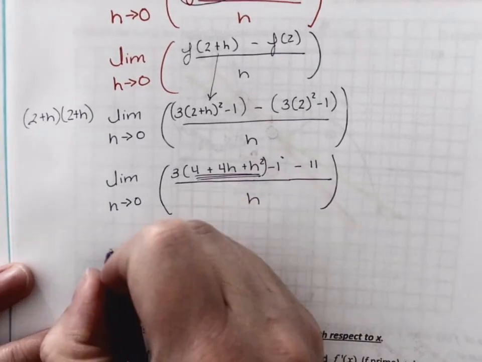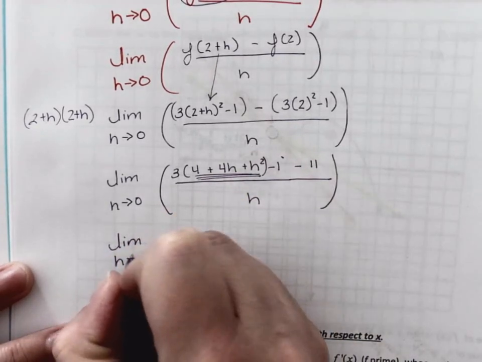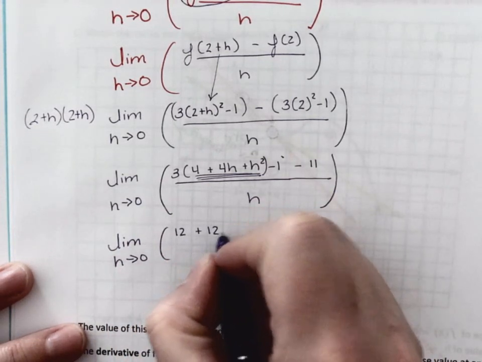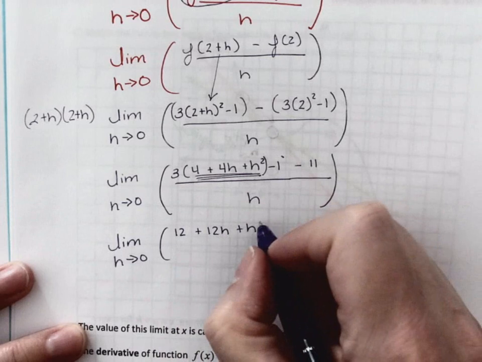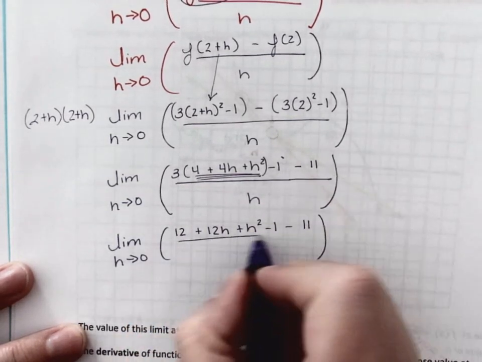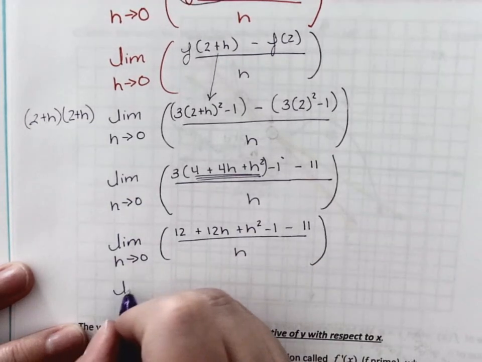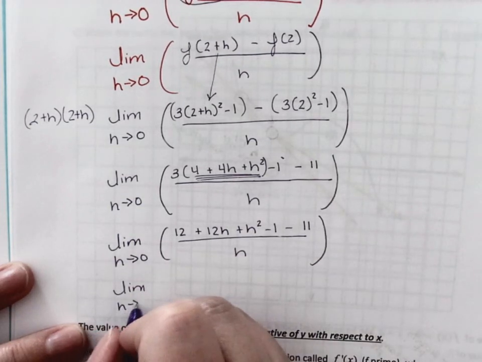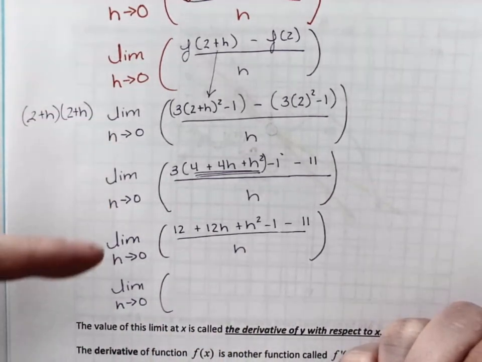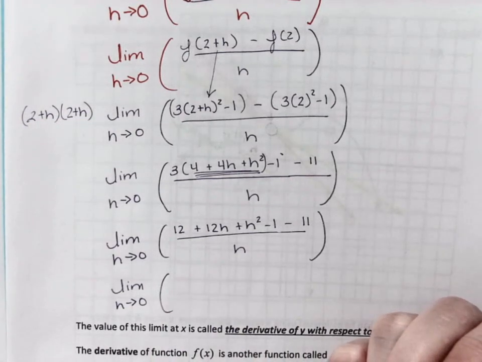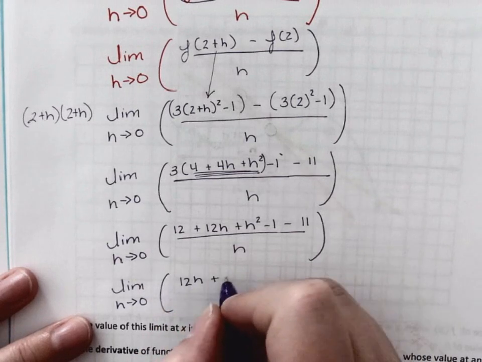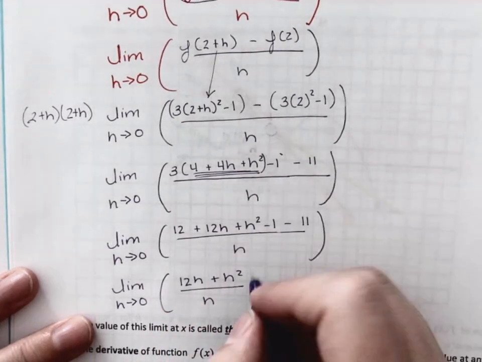Okay, so we gotta do some more math here. We're not done. So we just get rid of the 12 out there, since 12 minus 12 cancels. Okay. And so I haven't done any direct substitution, so you see that I got to put that limit as h approaches 0 all the way down. So I'm going to have 12h plus h squared over h.